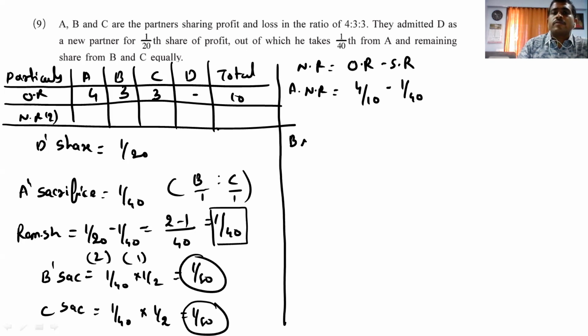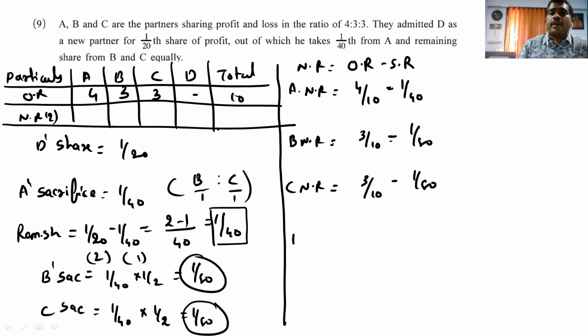Let's see B also. B's new ratio. B old is 3 by 10. If we do one at a time, it becomes very easy. Otherwise, cross multiplying becomes a little bit confusing. Do everything and then we can multiply at a time. So 3 by 10 minus 1 by 80. C's new ratio is also the same, 3 by 10 minus 1 by 80. And D's new ratio: D is getting 1 by 20. No sacrifice, nothing. Just we have to multiply.